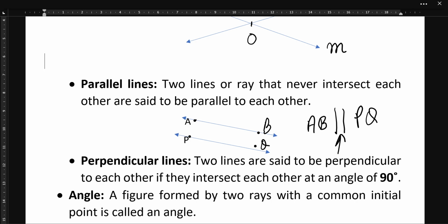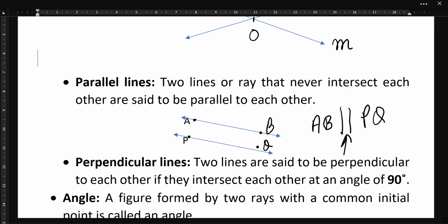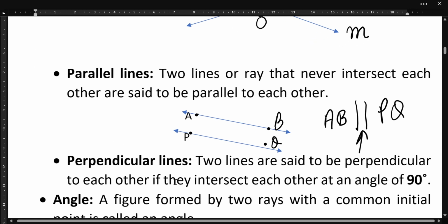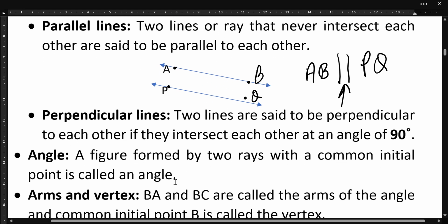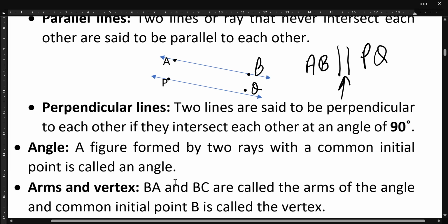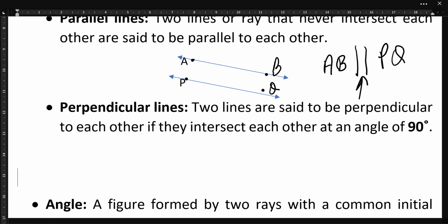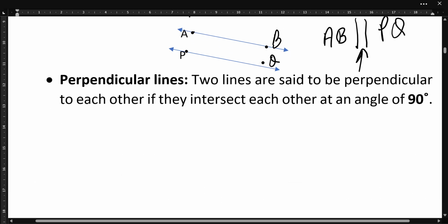And suppose they intersect but at an angle of 90 degrees, then we will call those lines perpendicular lines. So two lines are said to be perpendicular to each other if they intersect at an angle of 90 degrees. Now what is an angle? An angle is a figure formed by two rays with a common initial point. So after this we will move to the next topic, that is the angle.